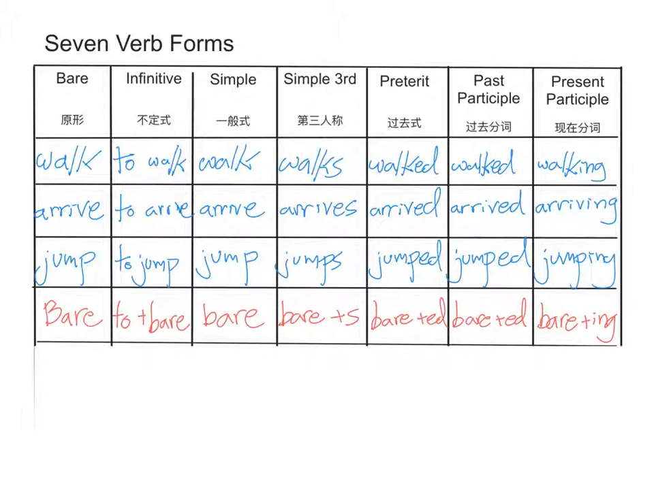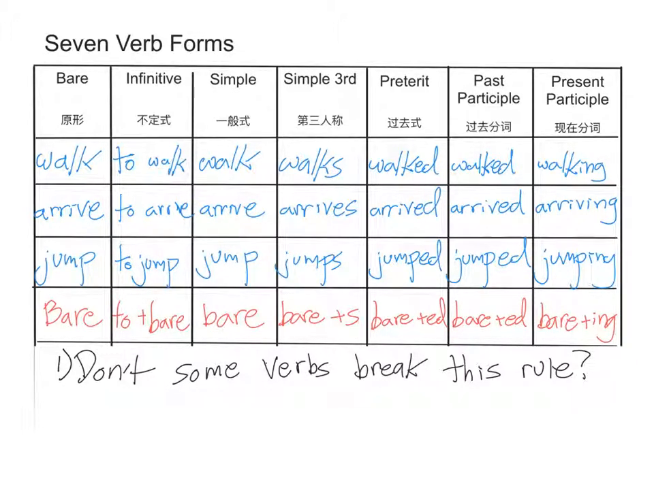There are, in fact, 3 questions that my students commonly ask me at this point in the lesson. Why don't you pause the video and try to think of what these 3 questions might be. Look at this chart and see if, while you are studying it, anything seems strange or you have a question about something. So, 3 questions that my students will often ask me at this point. The first question they ask is, don't some verbs break this rule? That is, aren't there some verbs that don't follow this pattern that we've written down here in red?